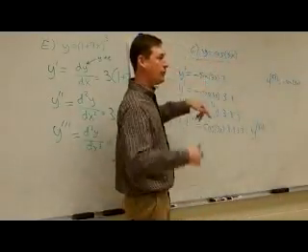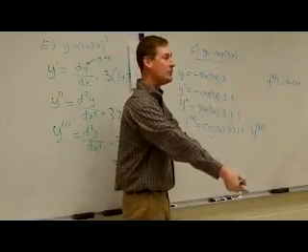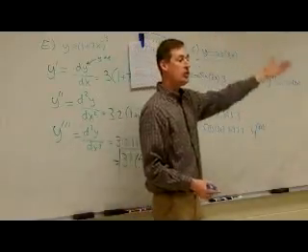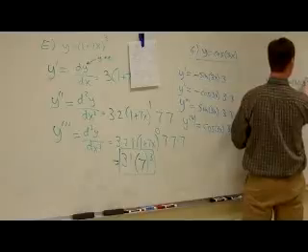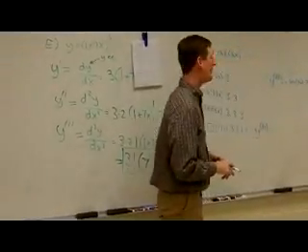But after 33 derivatives, you have 33 chain rules, and it's 3 to the 33rd. Okay? And there's your answer.